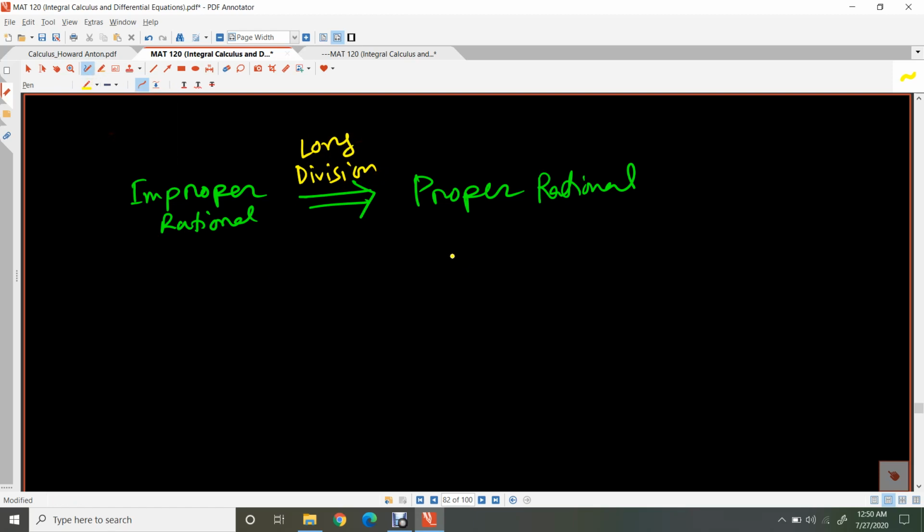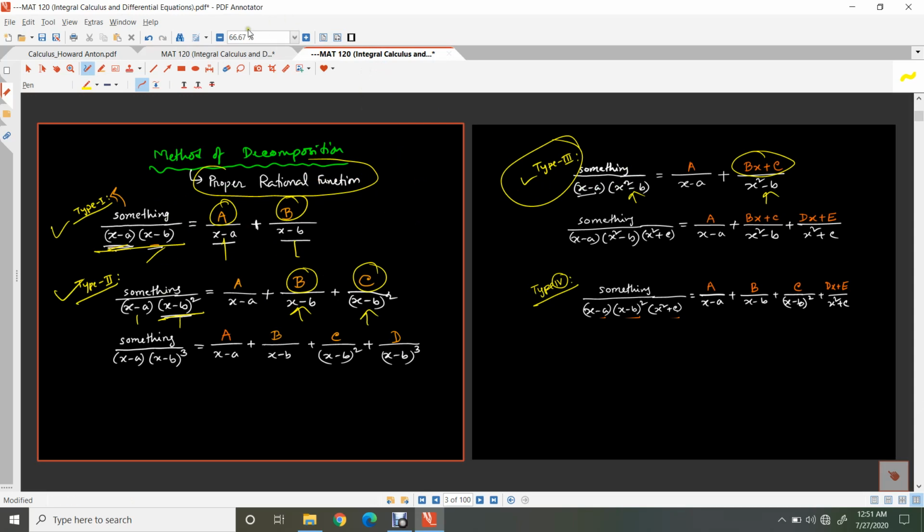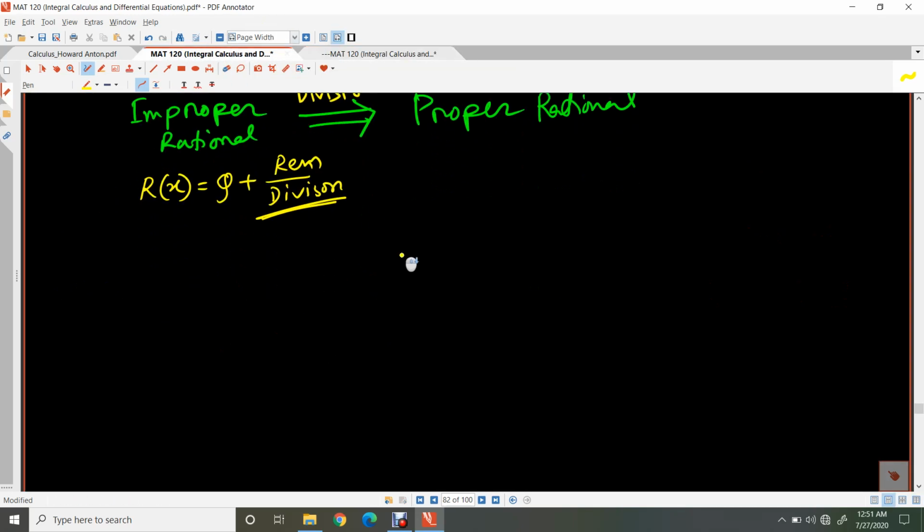Then we can apply the formula, that is capital R of x, that is improper rational function, is expressed as quotient plus remainder by divisor. So finally integration of this part will be this and this, and then we have to decompose this proper rational by using the method of decomposition. It may be of type 1, type 2 and type 3. So let's take one example.